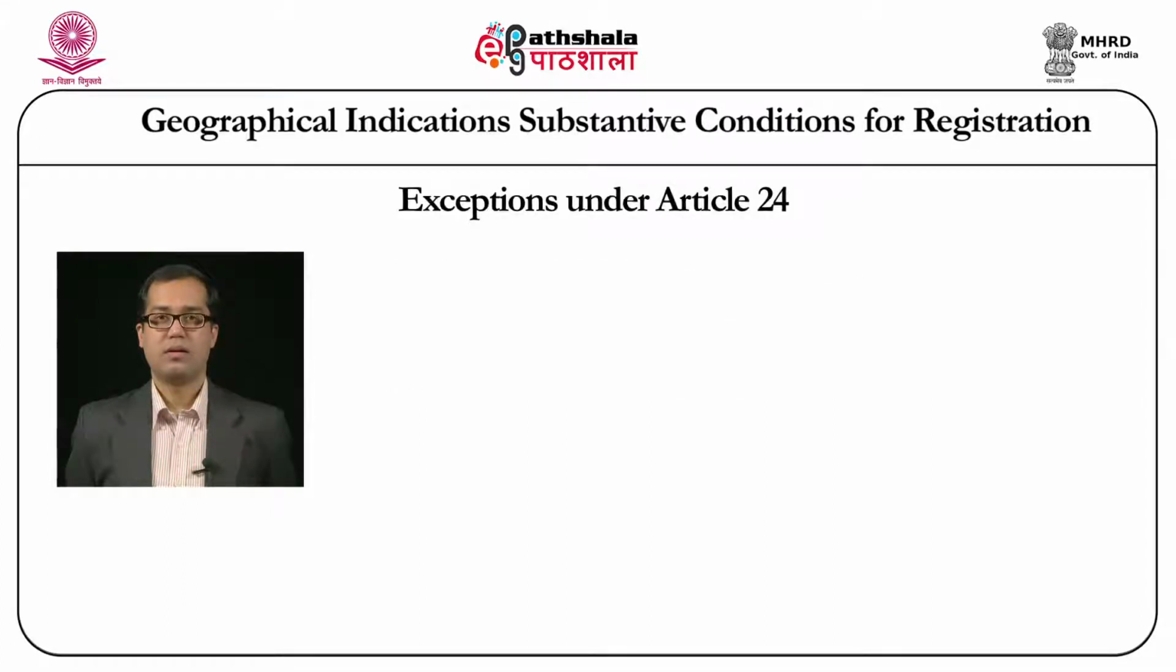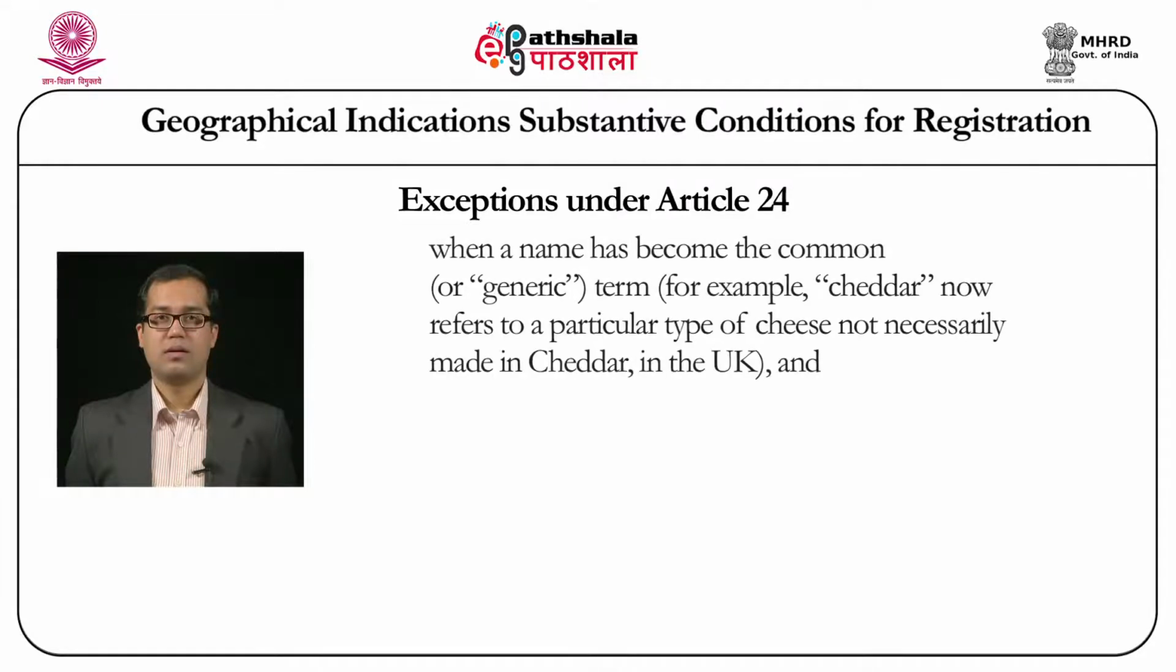Exceptions. Article 24. In some cases, geographical indications do not have to be protected, or the protection can be limited. Among the exceptions that the agreement allows are when a name has become the common or generic term, for example, cheddar now refers to a particular type of cheese not necessarily made in cheddar in the UK, and when a term has already been registered as a trademark.